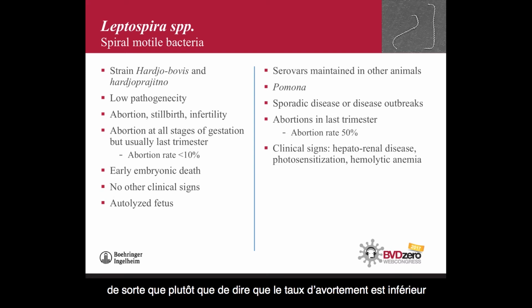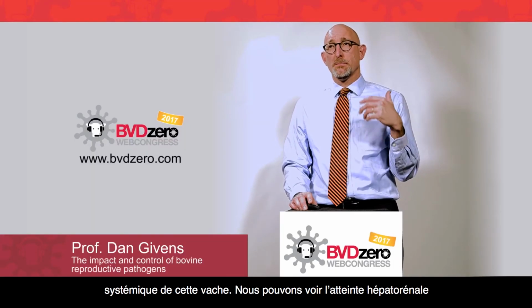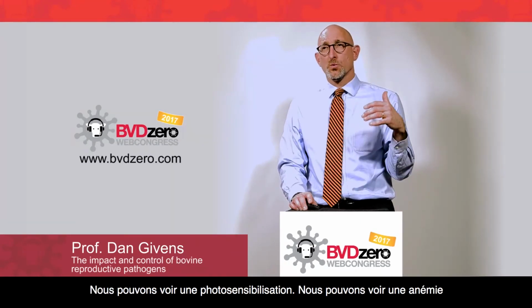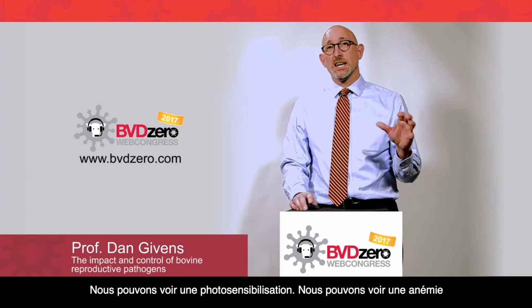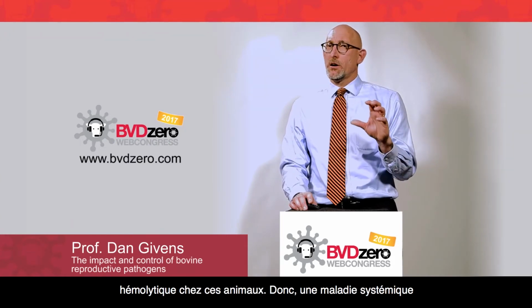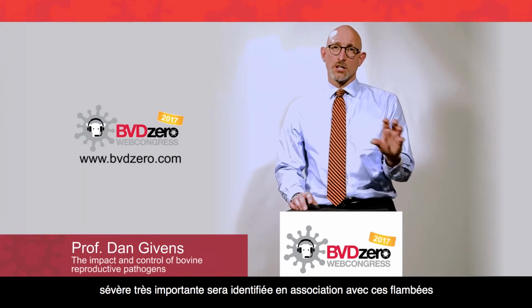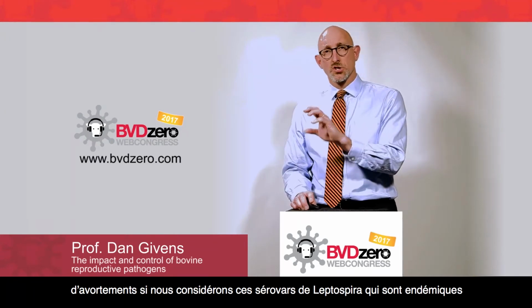So here we see clinical signs not only of abortion, but also of systemic disease of that cow. We can see the hepatorenal disease associated with liver problems and kidney problems. We can see photosensitization. We can see a hemolytic anemia in these animals. So a very significant, severe systemic disease will be identified in association with these abortion storms as we consider these serovars of lepto that aren't endemic in cattle populations. So then we get into the question of how do we control that? Understand this is a zoonotic organism. We would desire to see control.